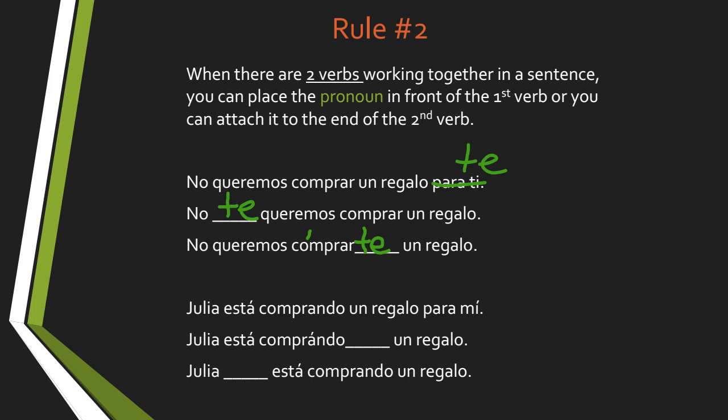If you look, está comprando, there's two verbs here that are working together in this sentence. And so if we want to get rid of our indirect object, and replace it with the pronoun me, we can either attach it to the end of the second verb, all right? So Julia está comprándome un regalo, or we can put it in front of the first verb. So Julia me está comprando un regalo. And in English, that gets translated as Julia is buying me a gift.